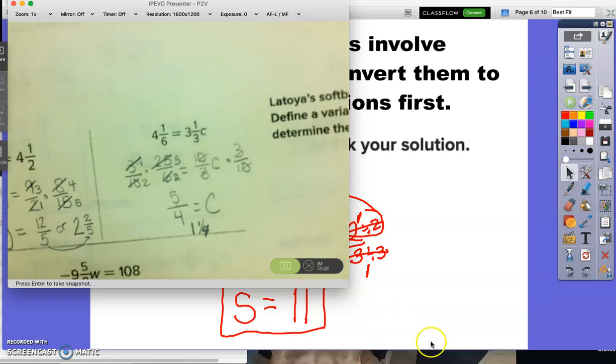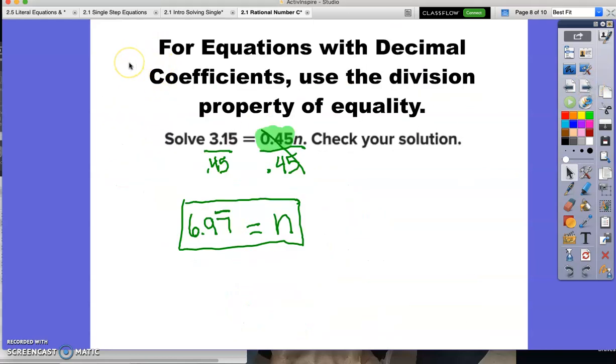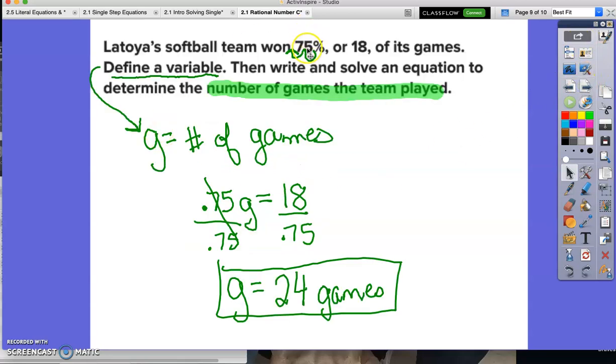Okay, the last, and I'll come back to this, but I need to talk about it real quick. When you are working with decimals, you want to use the division property of equality. So you're just dividing, take a calculator, you need to divide both sides by that 0.45. So 3.15 divided by 0.45. I could get rid of them and move my decimal place 2 places to the right. It's not necessary though, because you can always use the calculator.